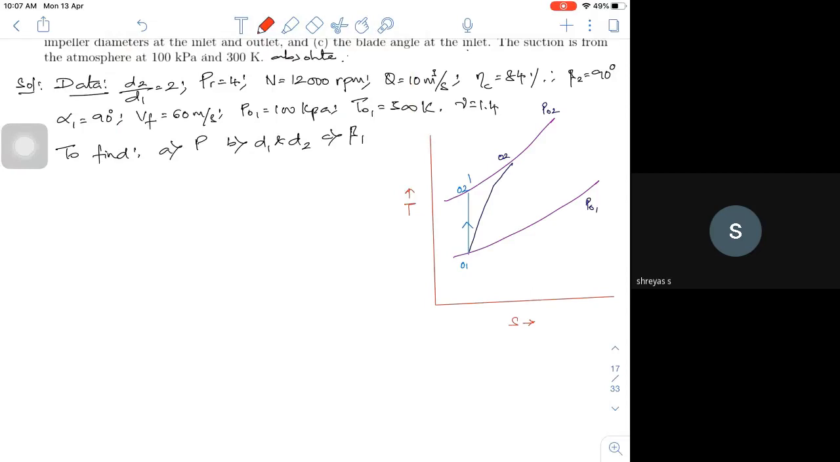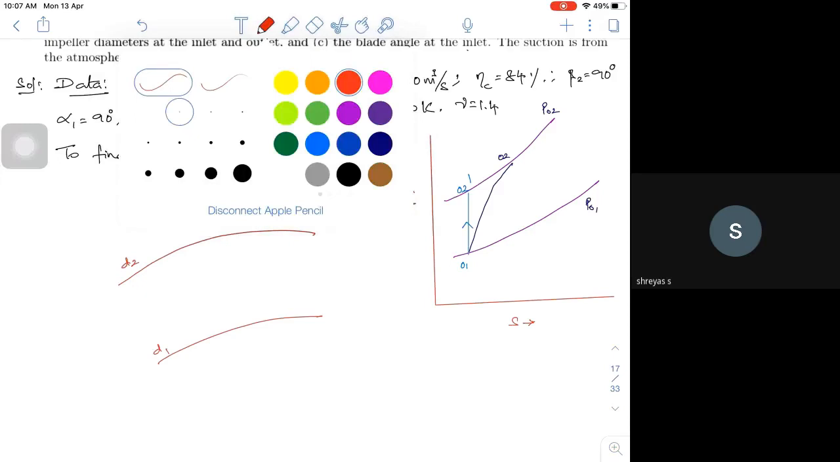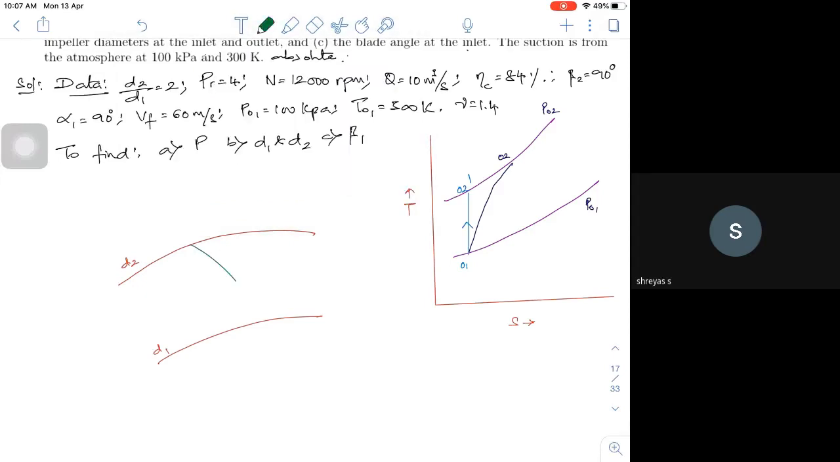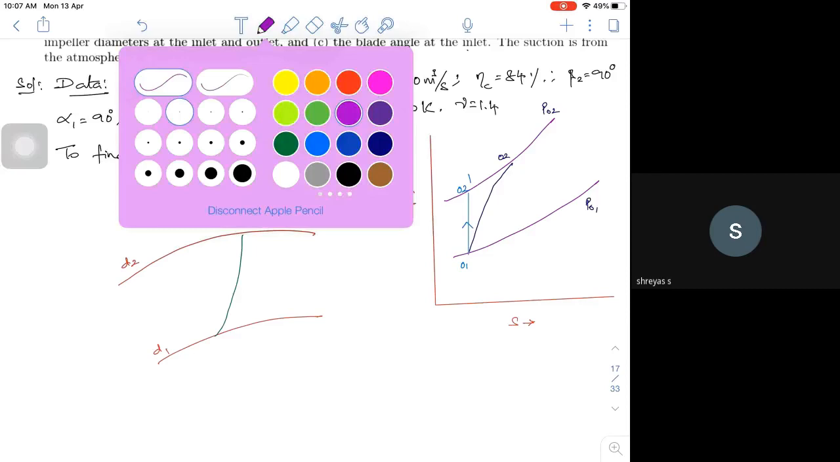If I want to put the corresponding velocity triangle, this is my D2 and this is my D1. So this is the outer diameter, this is my D1, and I do have a blade something like this. Fine, I do have a blade something like this because it's radial at the exit. So let me draw the triangle.